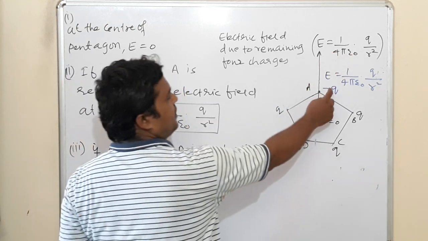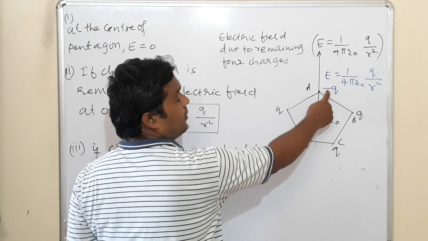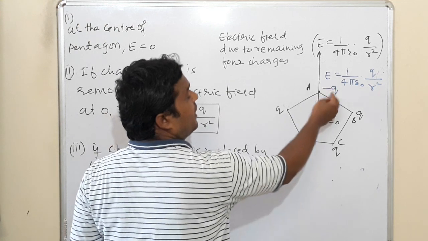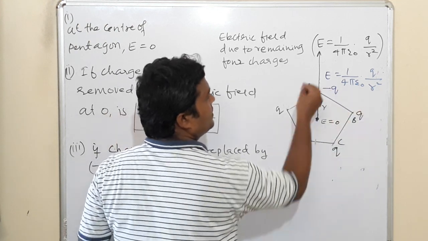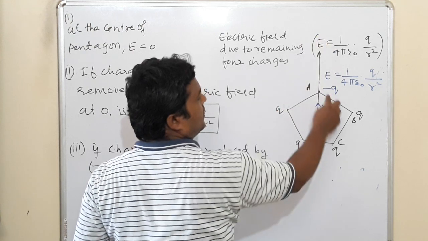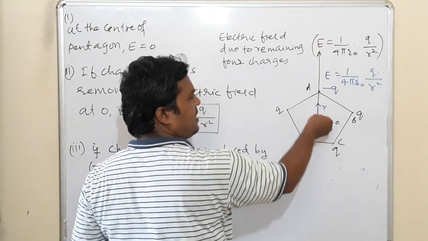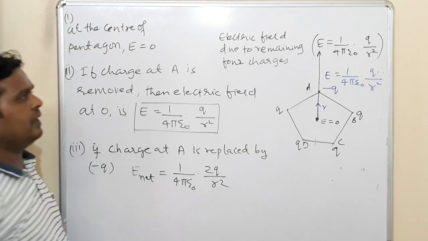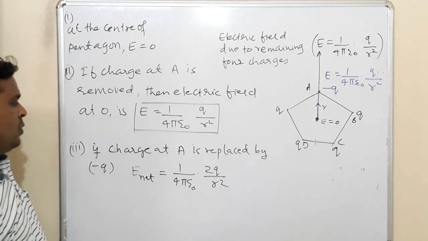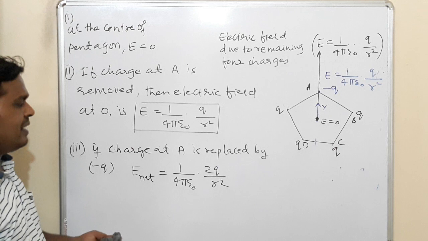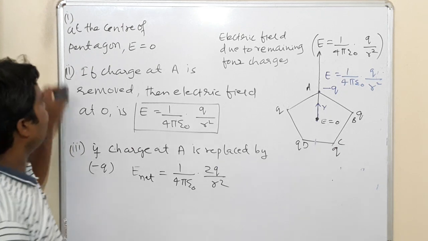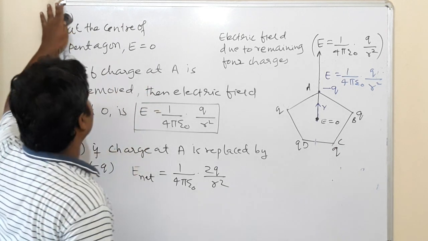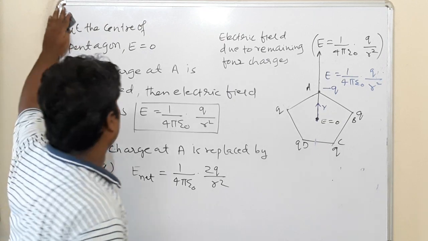If this charge is replaced by minus q, then what happens? Then it will make all the 4 charges one electric field E. This minus q again in the same direction will make one more electric field E. Then electric field at the center will be 1 by 4 pi epsilon naught q by r square. And these calculations will be true for every n-sided polygon.